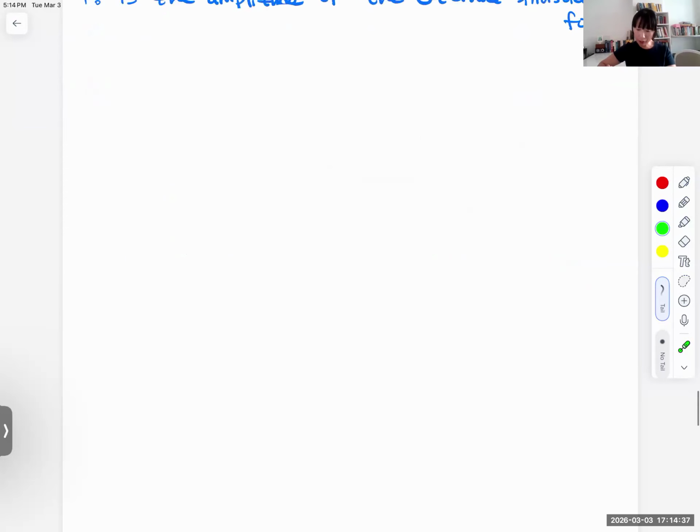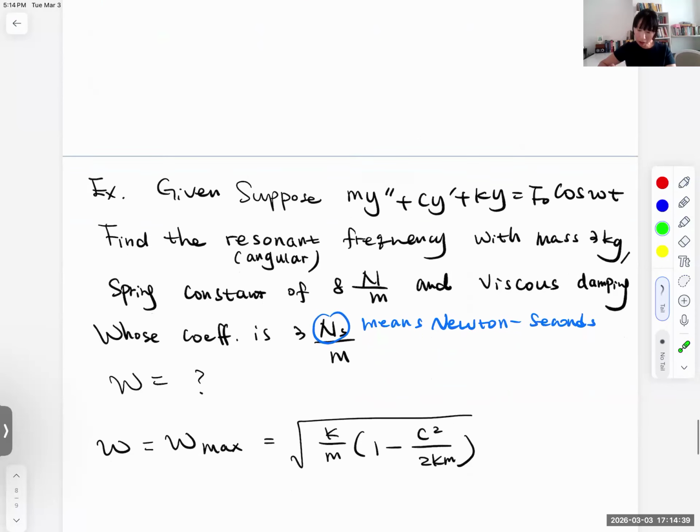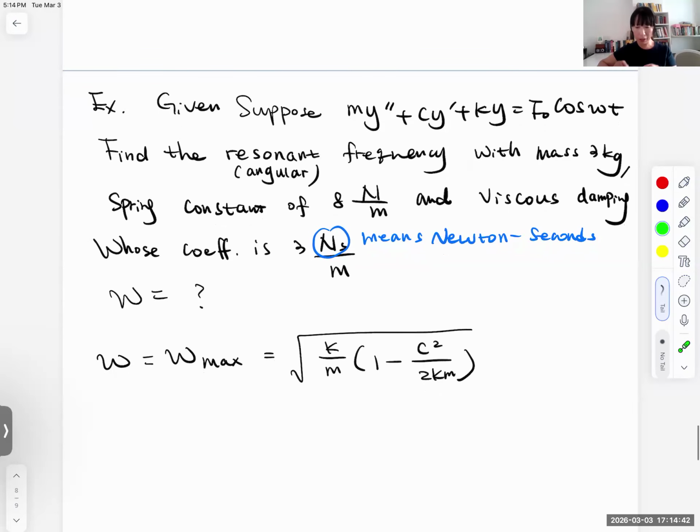Okay, so we have this question, and that will be the last question for this section. All right, so we want to find the resonant frequency, which is angular frequency, which is omega, right? In that case, we want to find the maximum of angular frequency. So I brought the formula here.